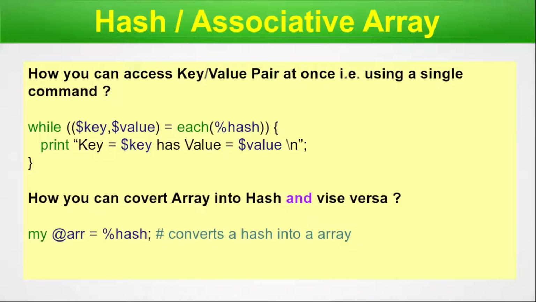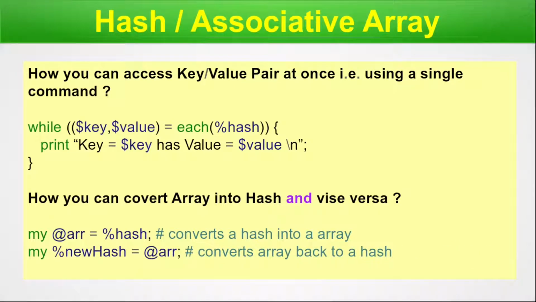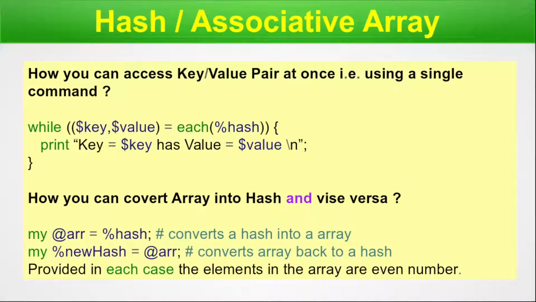First, if you write my @array on the left hand side, put an equal sign, and on the right hand side you write a hash, %hash, any hash, it converts the hash into an array. Simple. Next, if you do the opposite, that is, if you write the new hash on the left hand side and the array on the right hand side, it converts the array we have just created in the previous line back into a hash, provided in each case the elements in the array are even in number.